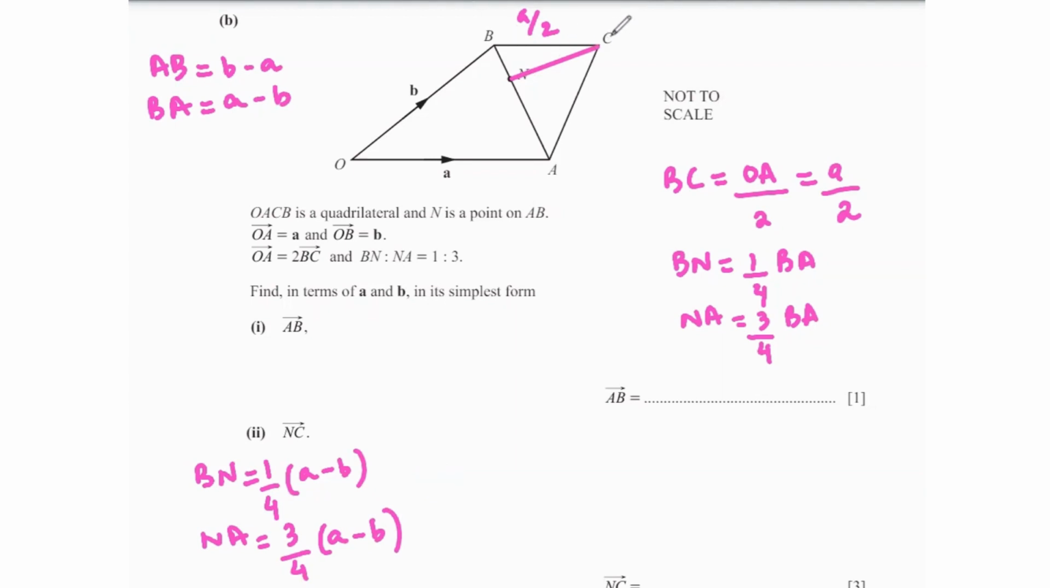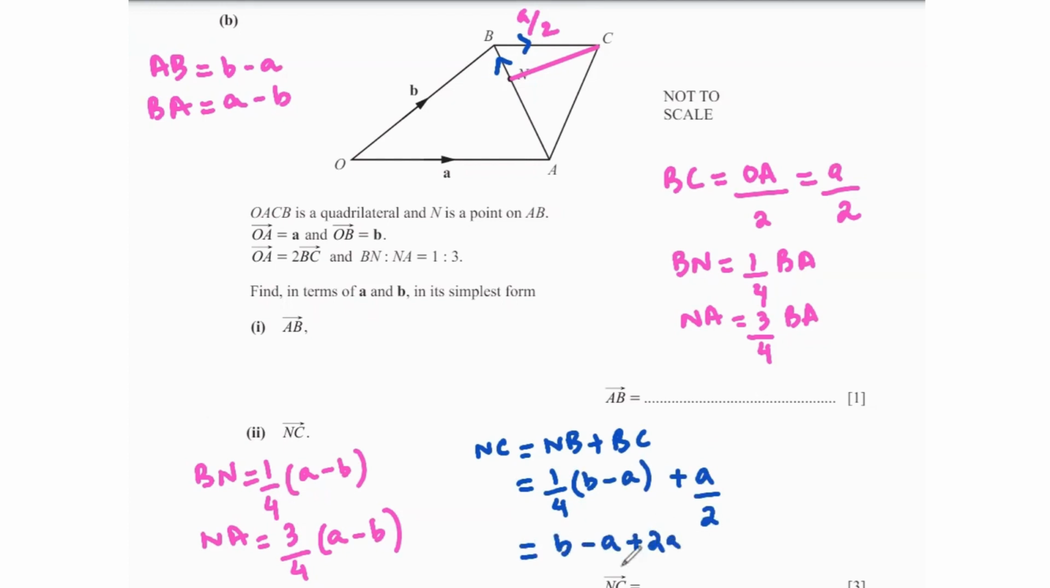To find NC, the route I'm going to use is, I go from N to B and then from B to C. So NC for me is NB plus BC. NB is going to be the opposite of BN, which is going to be 1/4 of B minus A, because we're going in the opposite direction. When you change the direction, the vector remains the same, but the signs change. So 1/4 of A minus B becomes 1/4 of B minus A, and BC is A over 2. So that's going to be B minus A plus 2A over 4, which is going to be B plus A over 4. That is NC.